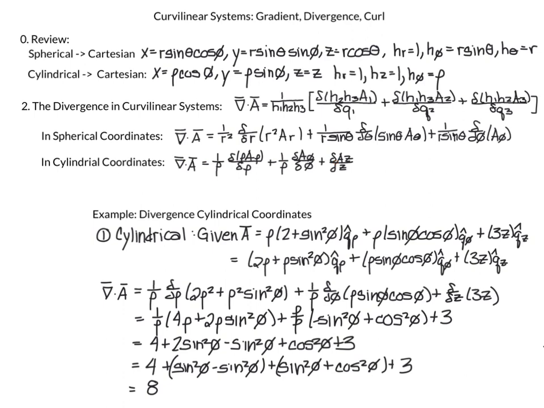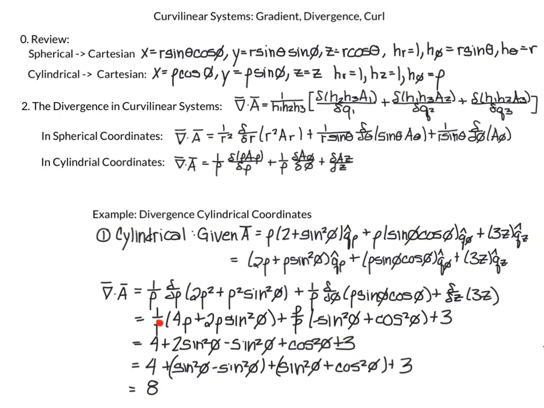So my divergence is 1 over rho, so I write 1 over rho, dd rho, of rho times my rho coordinate. So this is rho times this coordinate here. So I'd have 2 rho squared plus rho squared sine squared phi. My next term is 1 over rho, so I write my 1 over rho, dd phi of my phi coordinate. That's over here, rho sine phi cosine phi. And finally, I have ddz of my z coordinate, and that's 3z.